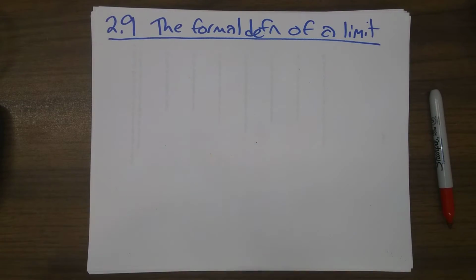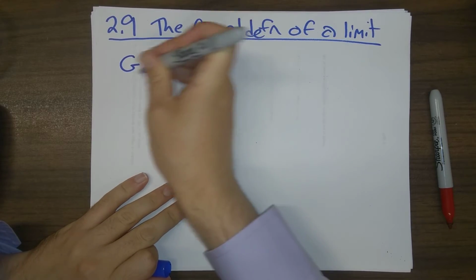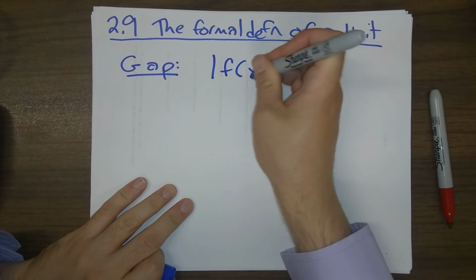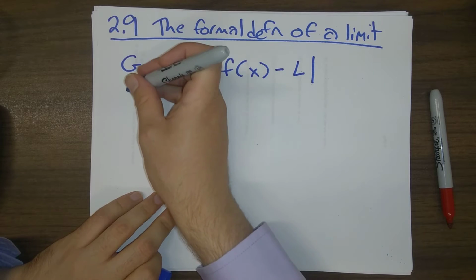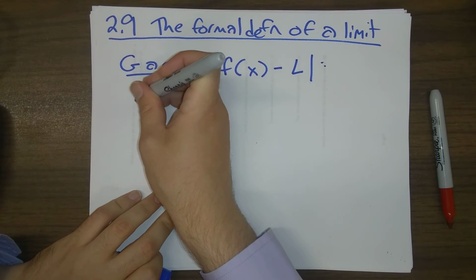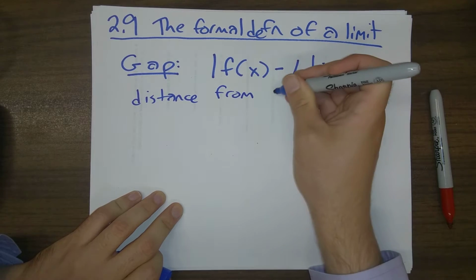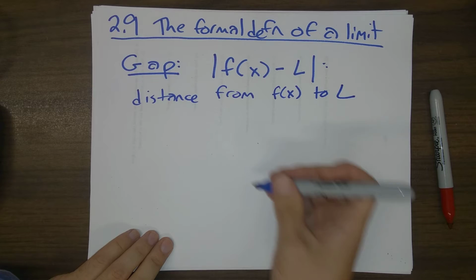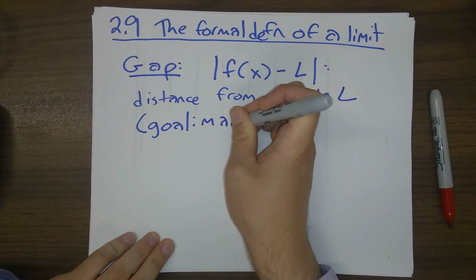The authors of the textbook are going to call this the gap. So the gap is the absolute value of f of x minus L. It's the distance from f of x to L. And our goal, remember, is to make this small.